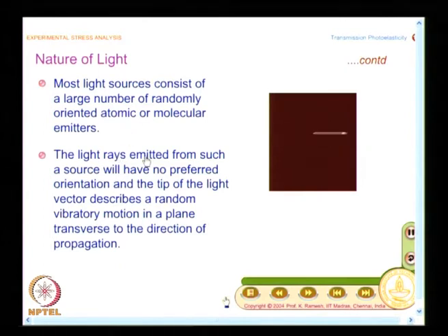So, the light rays emitted from such a source will have no preferred orientation, and the tip of the light vector describes a random vibratory motion. Which is inconvenient. So, I need to look at what I should do for the input light. For me to do that, we will have to understand what is polarization.